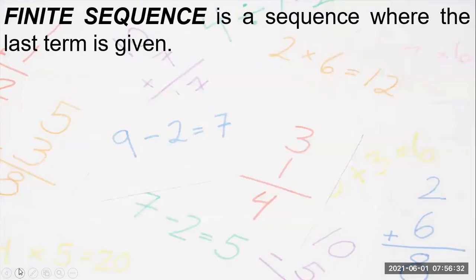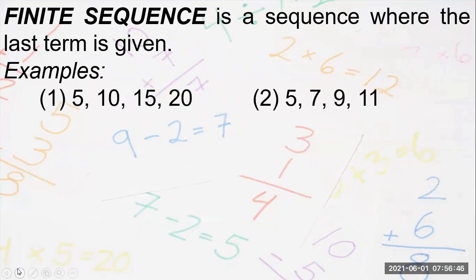So we also have the finite sequence. So when we say finite sequence, it is a sequence where the last term is given. So for example, we have here the sequence 5, 10, 15, and 20. So we can say that the sequence is a finite sequence since given na ang last term niya is 20. So wala na siyang kasunod.